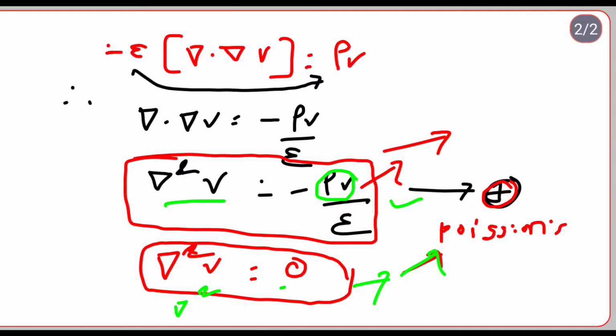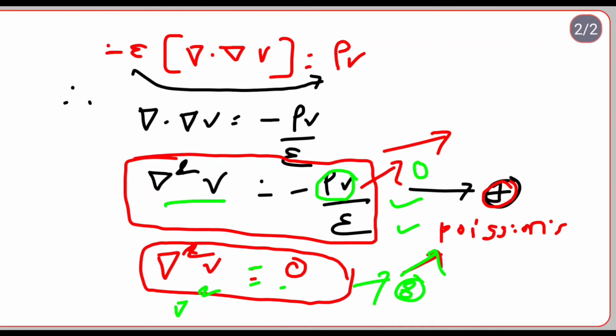If the volume charge density is 0, then del square V equal to 0. This we call Laplace's equation. The Laplacian of V equal to 0 is known as Laplace's equation. Make it equation number 8.